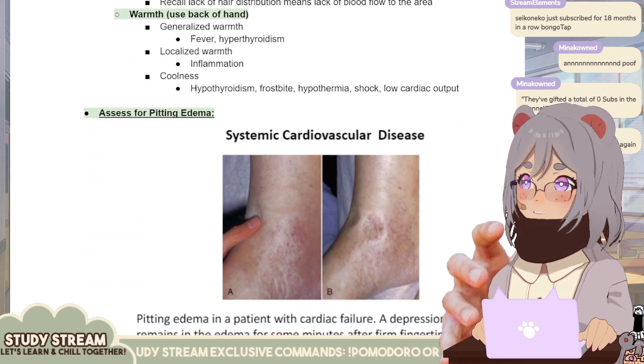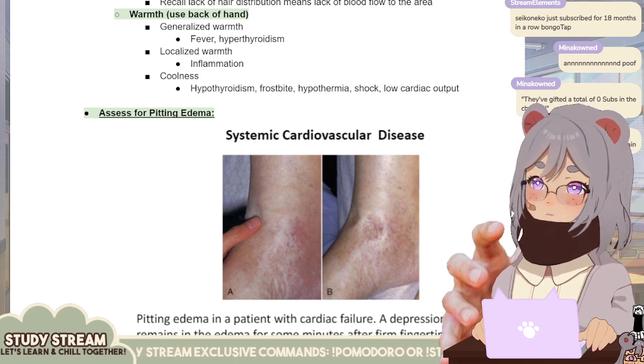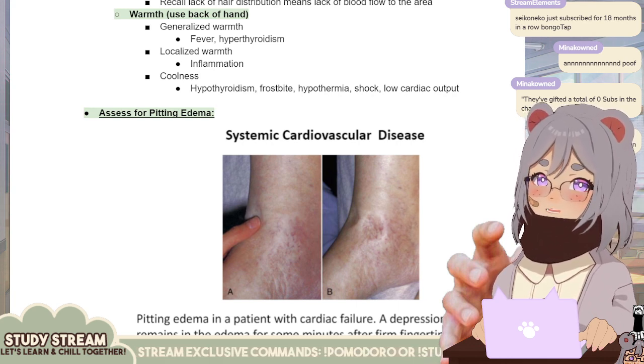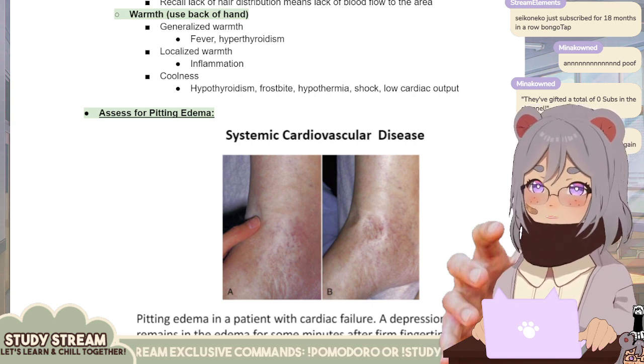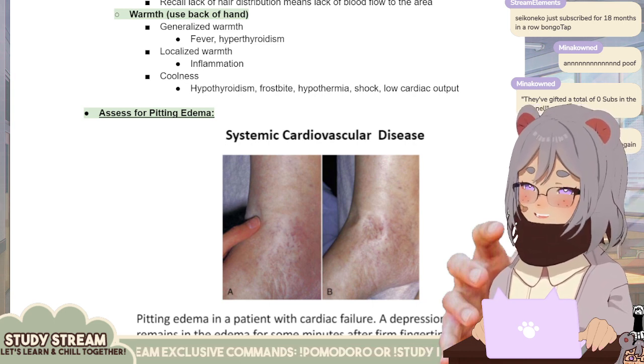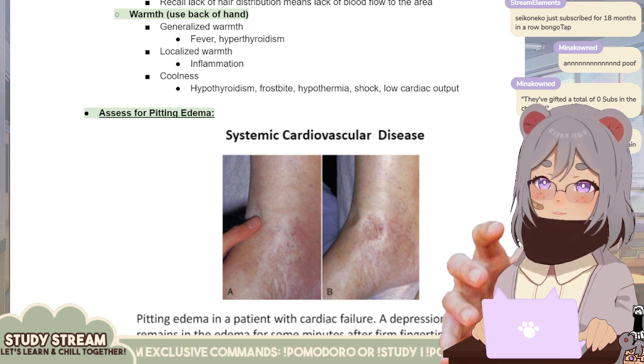Warmth, basically understand that generalized warmth can be indicative of a fever, localized warmth could be inflammation, and coolness again could be various things: hypothyroidism, frostbite, hypothermia, shock, low cardiac output, etc.